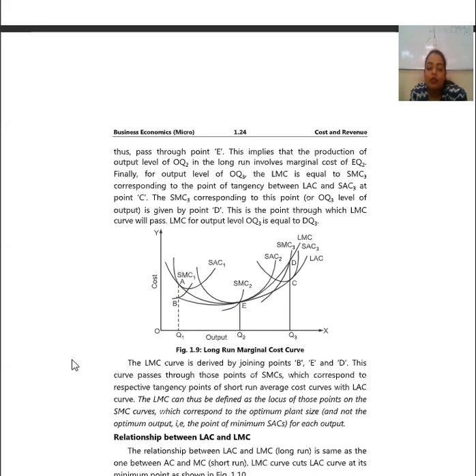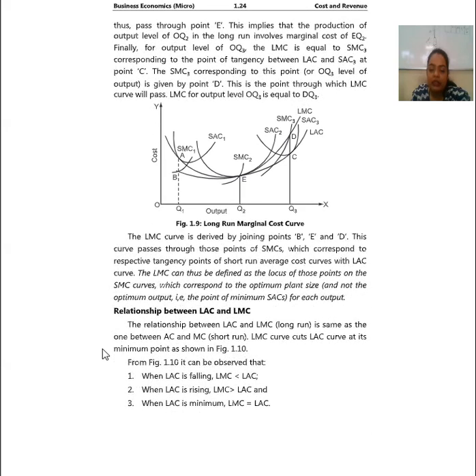The SMC corresponding to this point or OQ3 level of output is given by point D. This is the point through which LMC curve will pass. LMC for output level OQ3 is equal to DQ3. The curve is derived by joining points B, E, and D.